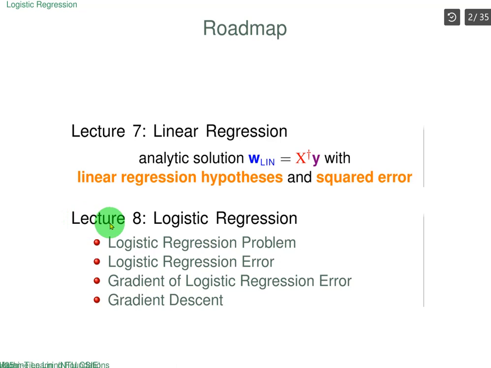Today, the outline of the lecture is as follows. We first introduce the logistic regression problem, and then we will introduce the logistic regression error function and ways of how to minimize the logistic regression error, by deriving the gradient of the logistic regression error function, and then using the algorithm called gradient descent that allows us to minimize the error of the logistic regression.